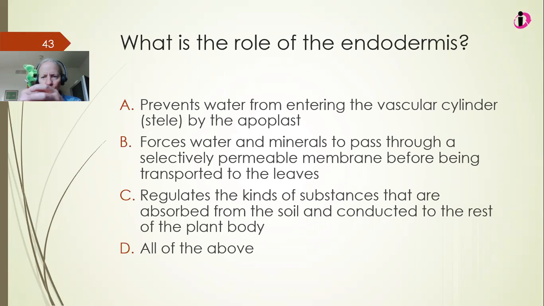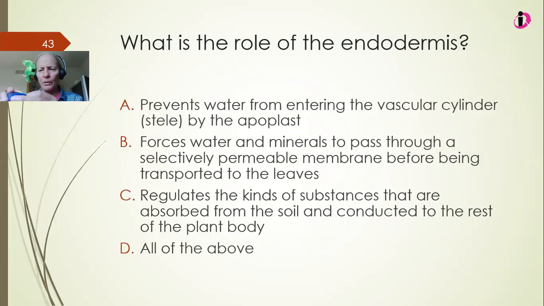The endodermis is further inside, and it is between the cortex of the root and the vascular tissues. And the vascular tissues is where the water is going to be going up and down. So the endodermis prevents water from entering this vascular cylinder by the apoplast. Remember, it forces water to go into the cells.